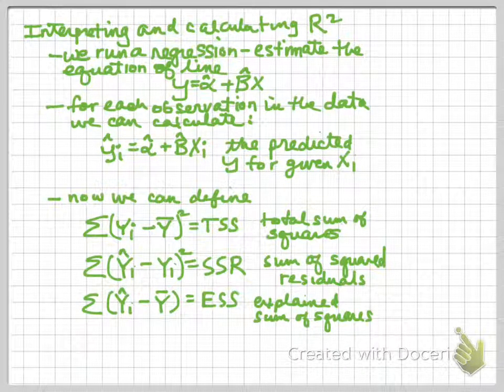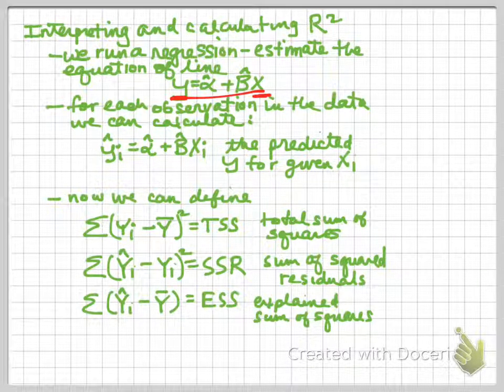When we run a regression, we'll often see reported in the statistical output from our statistical computing software a term called the R-square. And we want to understand what that R-square means and how it's calculated and what we do with it. So you remember we run a regression, which means we're estimating the equation of a line, y equals alpha hat plus beta hat x, for example, describing a relationship between an explanatory variable x and some outcome variable y.